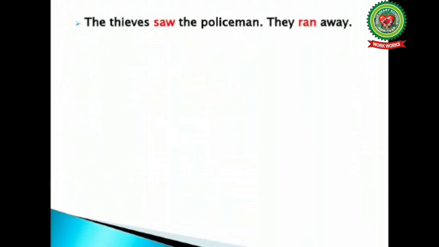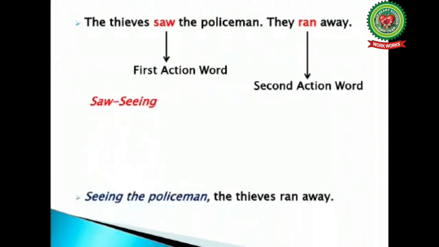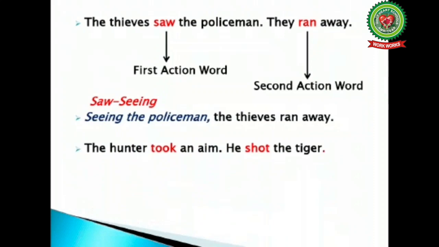The thieves saw the policeman. They ran away. Children, in this sentence, there are two actions. First action is saw and second action is ran. We will take the first action word and change it into present participle form. Saw becomes seeing. Full stop in first statement will change into comma. So our sentence will be, seeing the policeman, comma, the thieves ran away. Children, keep in mind we will write down the thieves here, not they.